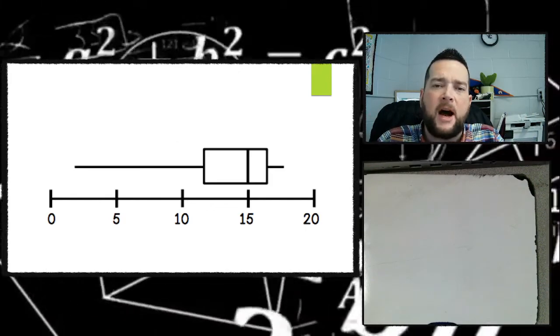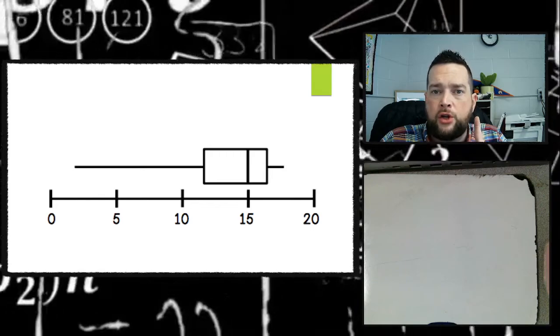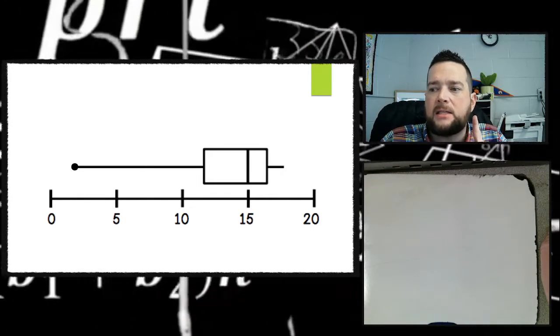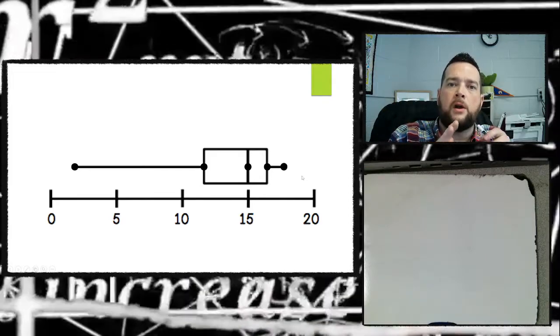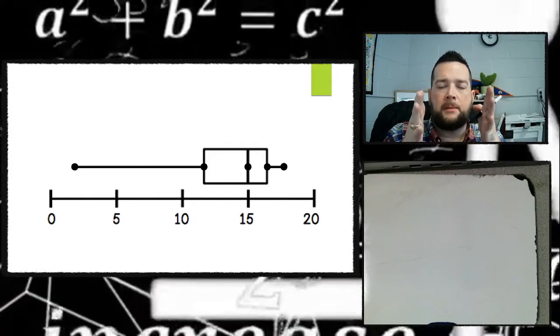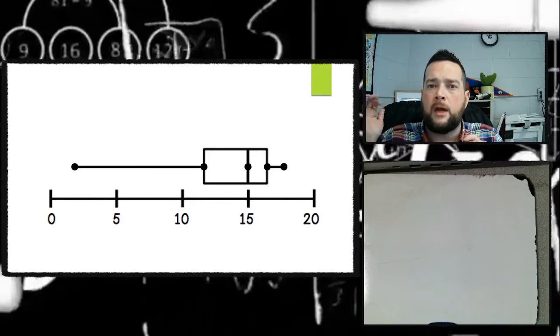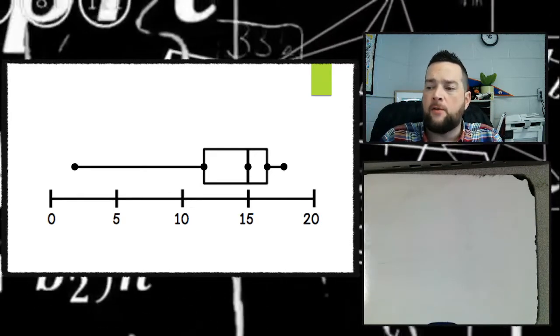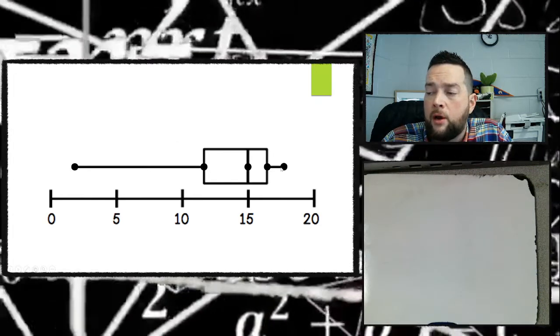So when you have a box plot that looks like this, the first thing I encourage you to do is make dots at each of the individual places where the lines stop, and then you know that they represent the least, Q1, median, Q3, and greatest. So I would make dots for your least, Q1, median, Q3, and greatest.